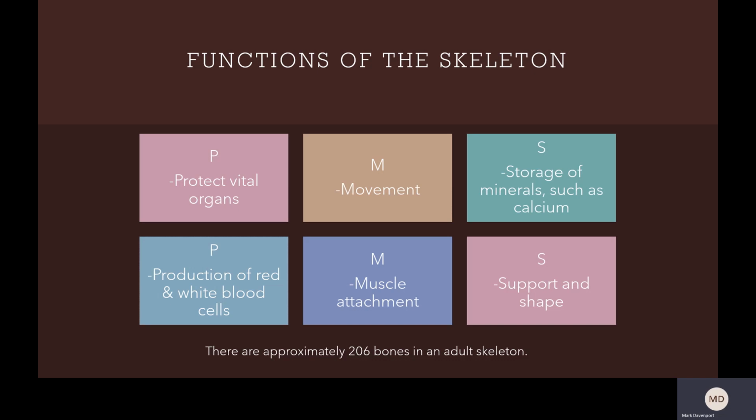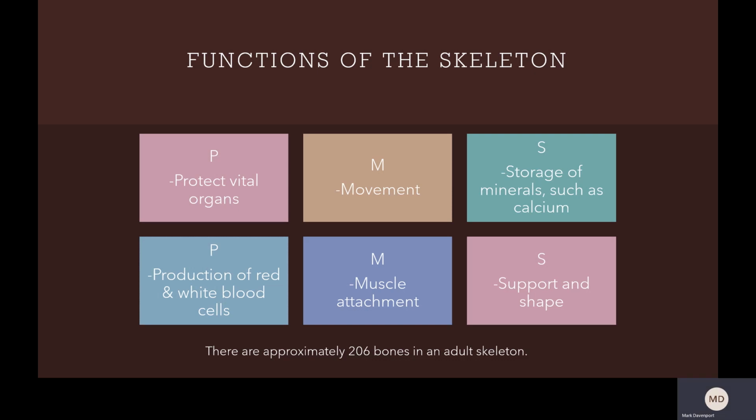Now, there's 6 functions of the skeleton. PMS is a good way to remember them. So first of all, we've got protect, movement, storage, production, muscle attachment, and we've got support or shape, you might see that as. So first of all, protect. What does that mean? Think of your skull protecting your vital organs such as your brain. Think of the rib cage protecting your heart and lungs. So we've got bones that protect.